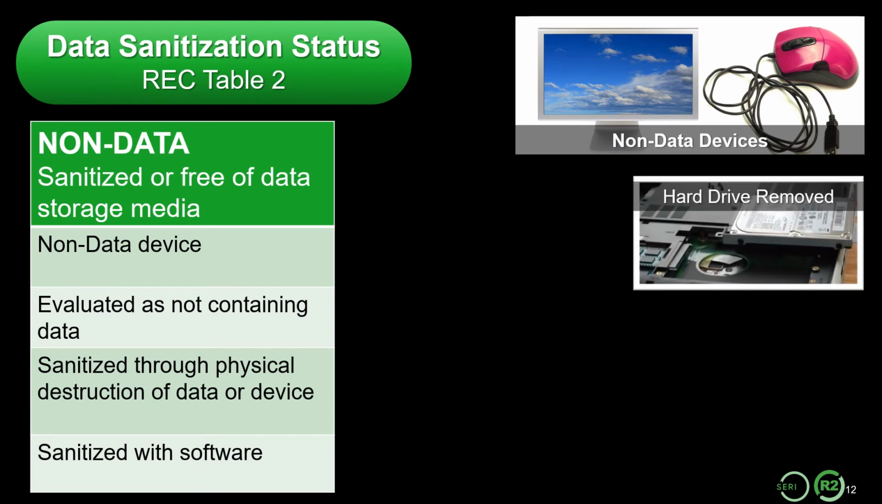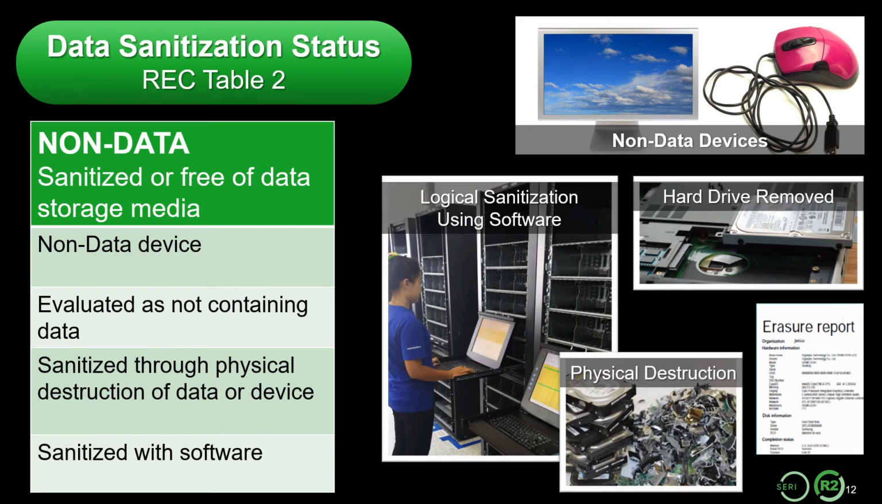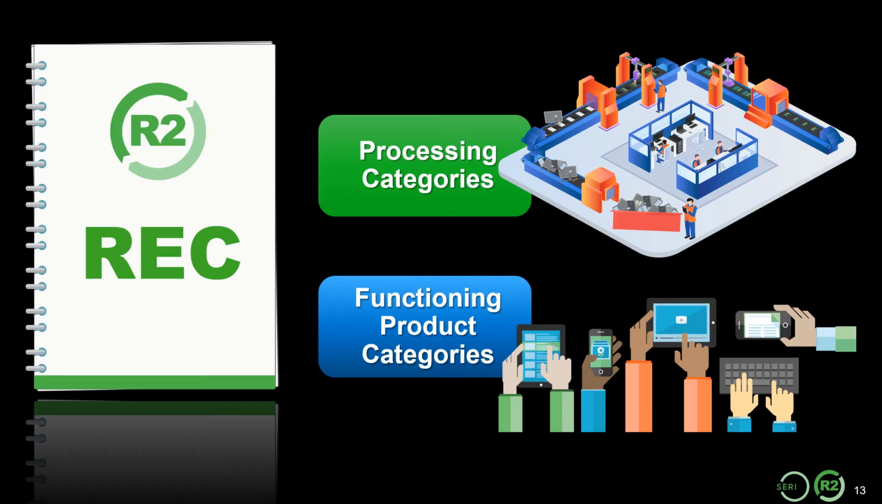Another is evaluated as not containing data, such as computers without hard drives, or devices with accompanying documentation from an R2 supplier that verifies sanitization has been performed. Non-data also includes items that have been sanitized through physical destruction of data or logical sanitization using software. After equipment has been sanitized, tested, and verified as functioning, it moves from the R2 applicability categories to the functioning product categories. So now let's move from the two processing categories to the two functioning product categories.